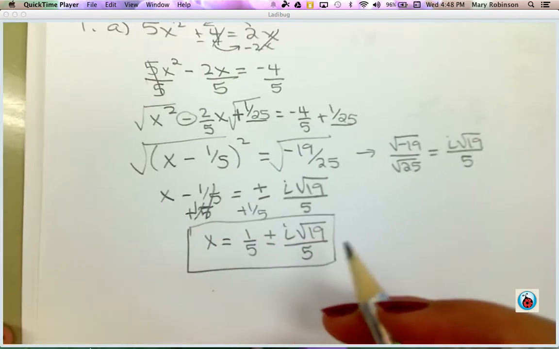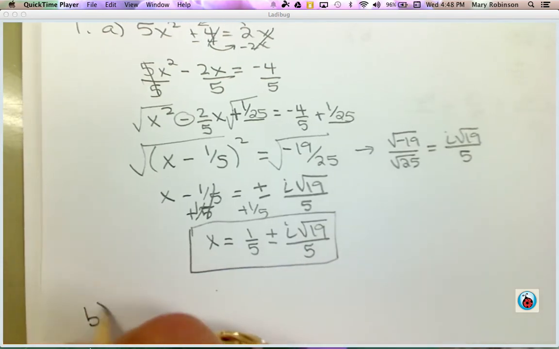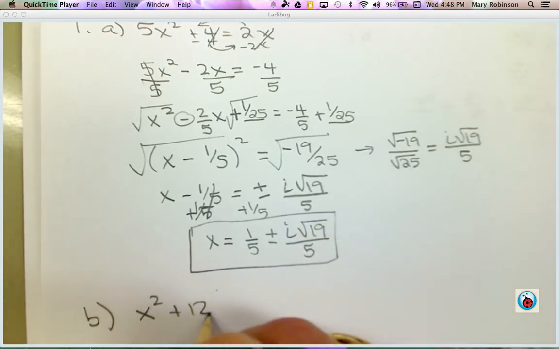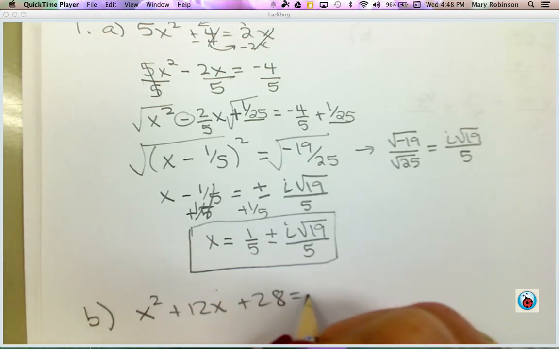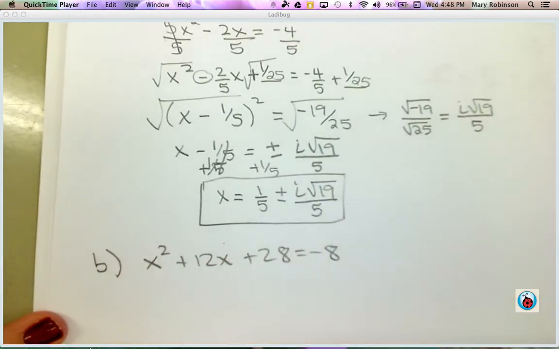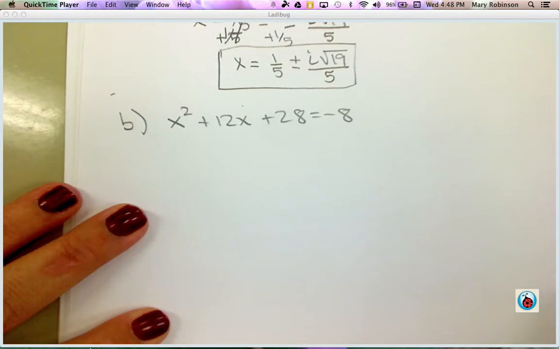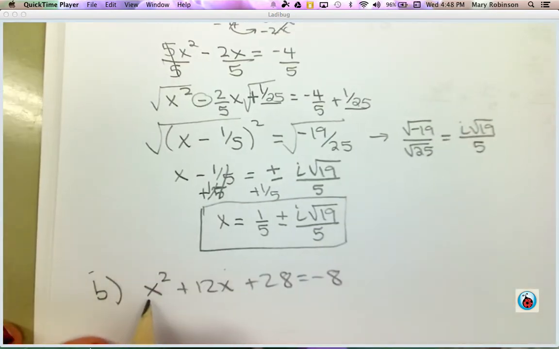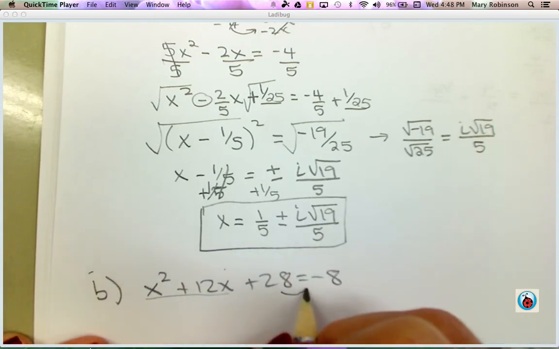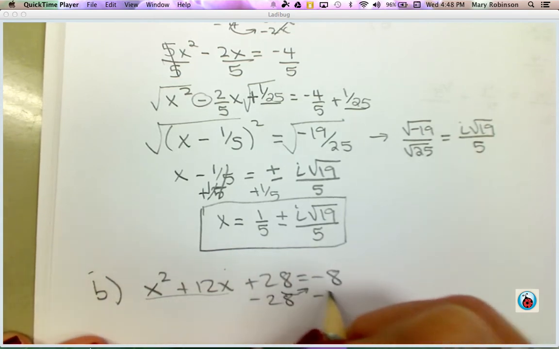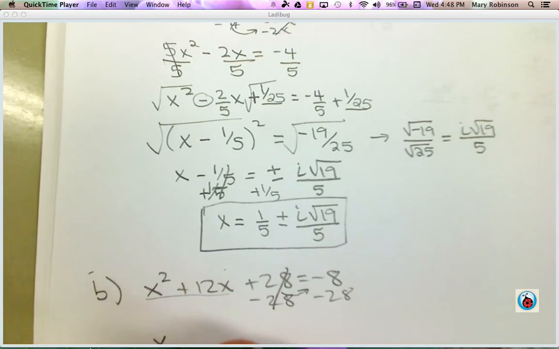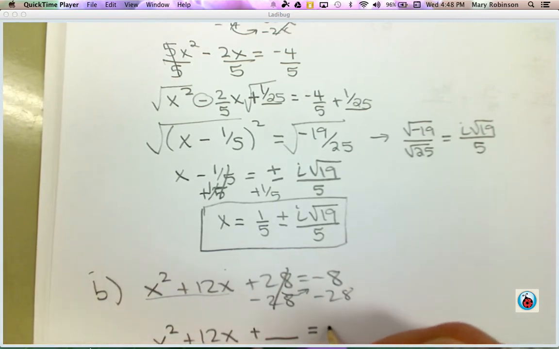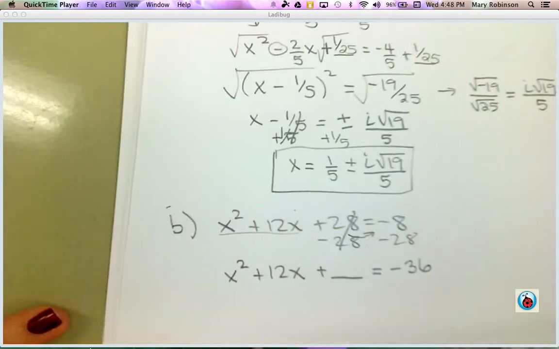Next, for 1B, you have x squared plus 12x plus 28 equals negative 8. The first thing you want to do with B is to remember that just like with step A, we need our quadratic and linear term on the left, but our constant on the right. So I'm going to subtract 28 from both sides, leaving me with x squared plus 12x plus blank equals negative 36. You can put that in your calculator if you need to.